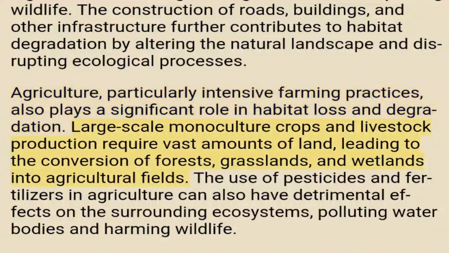Large-scale monoculture crops and livestock production require vast amounts of land, leading to the conversion of forests, grasslands, and wetlands into agricultural fields. The use of pesticides and fertilizers in agriculture can also have detrimental effects on the surrounding ecosystems, polluting water bodies and harming wildlife.